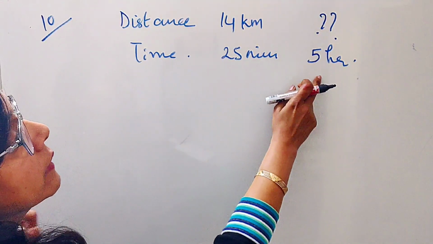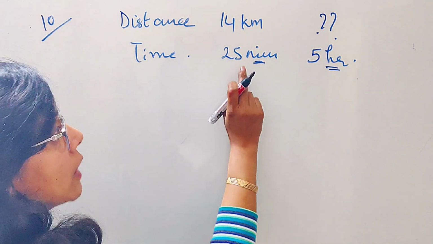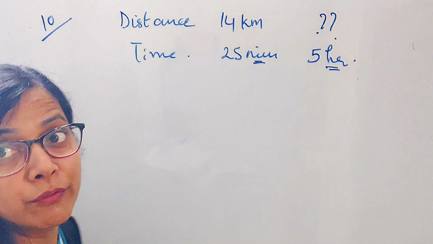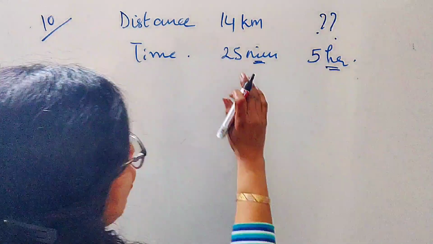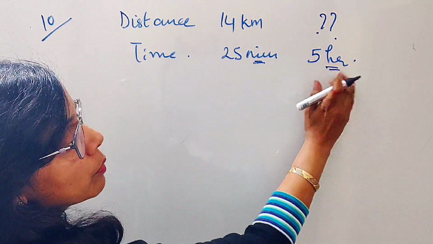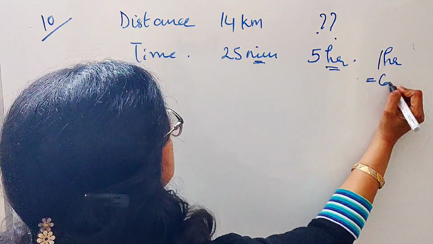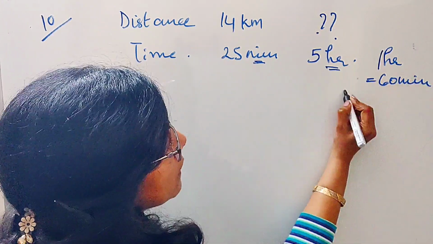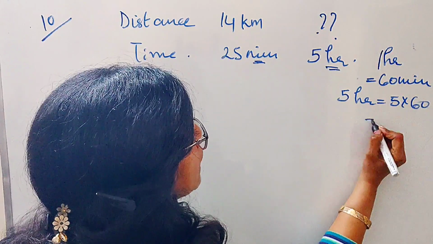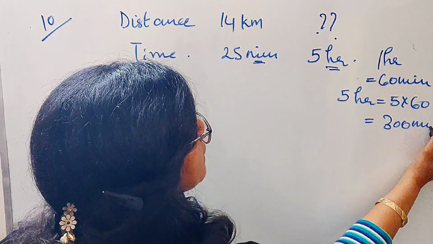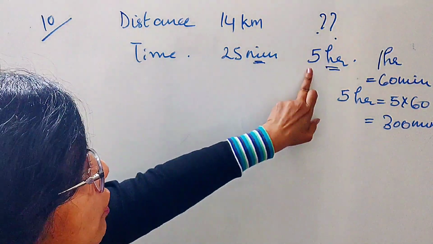This is in hour, this is in minute. Now in this question we have to convert hour into minutes, then only we can do this. Because the ratio should be the same. Minute should be here, it should also be minute. 1 hour is equal to 60 minutes. You all children know this, I know. And then 5 hours will be equal to 5 into 60, that is 300 minutes. So what you will do is convert this into minutes. So in place of 5 hours, you write down 300 minutes.